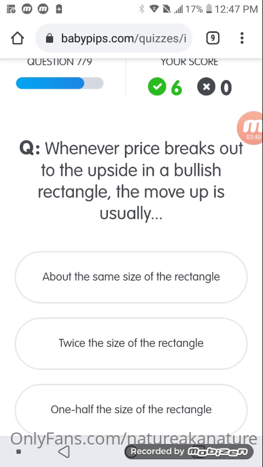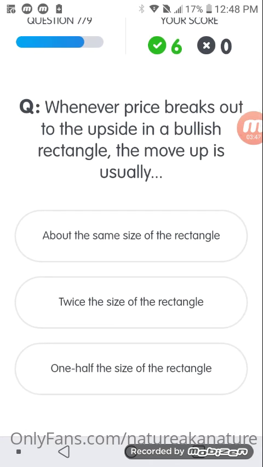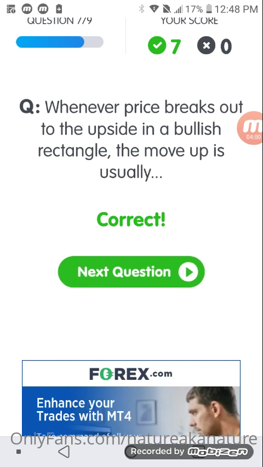Whenever price breaks out to the upside in a bullish rectangle, the move is usually what? About the same size as the rectangle, twice the size of the rectangle, or half the size of the rectangle? About the same size as the rectangle. If you said that, you're correct. Whenever price breaks out to the upside of a bullish rectangle, the move up is usually the same height as the previous rectangle once it breaks out.